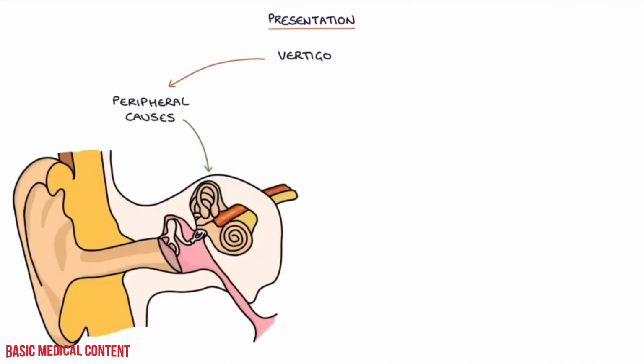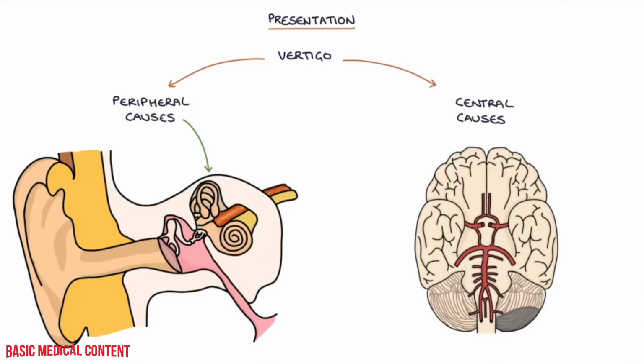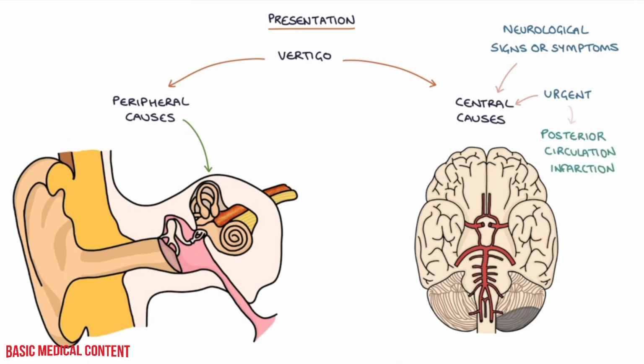It's essential to differentiate in a patient presenting with vertigo between peripheral causes, meaning causes in the inner ear, and central causes, meaning causes in the brain. Any neurological signs or symptoms should make you consider a central cause of the vertigo rather than vestibular neuronitis, and this may require urgent management, particularly if a posterior circulation infarction, a type of stroke, is suspected.